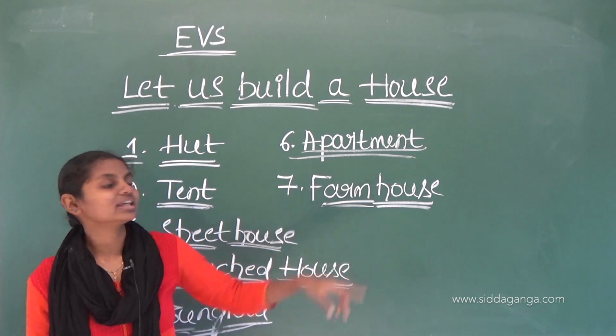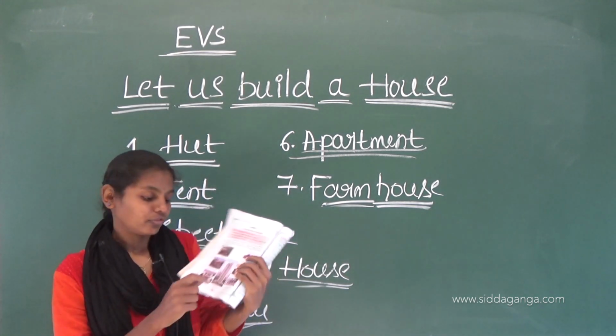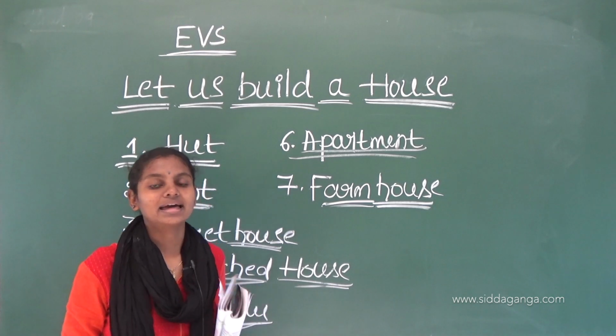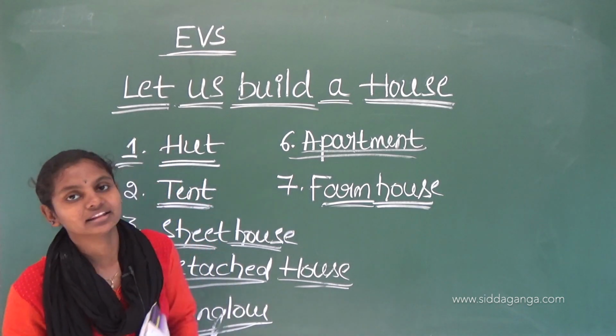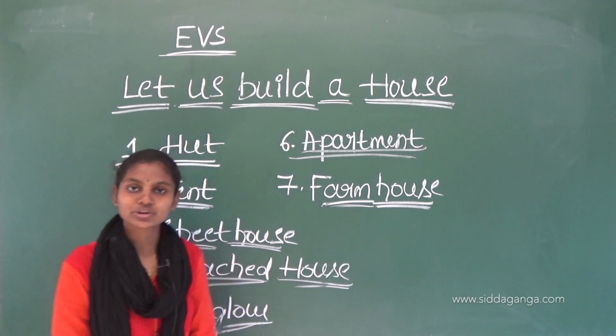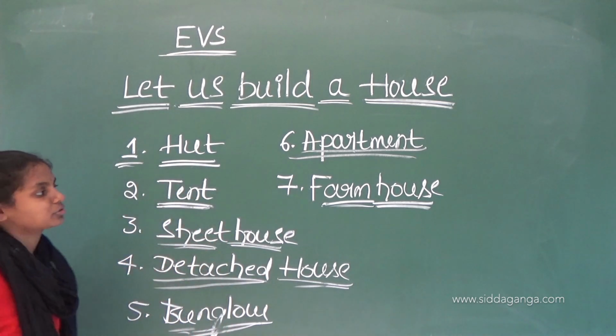So the seventh one is farm house, and what does farm house mean? Yes, it is there in the field. Okay, understood this? Okay, let's move on to the second page.